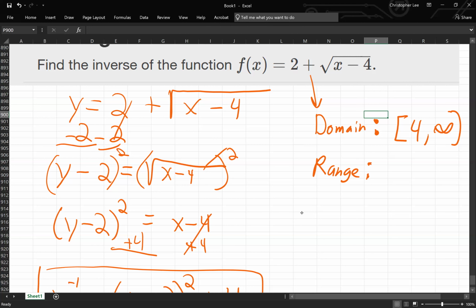Not the inverse, the range, the y values. Well, it starts at what? 0, no, 2. So it's 2 to infinity. So that means that this range is now going to become the domain of this. Just take whatever's under the radical and set it equal to 0. So x minus 4 equals 0, and then solve for it.